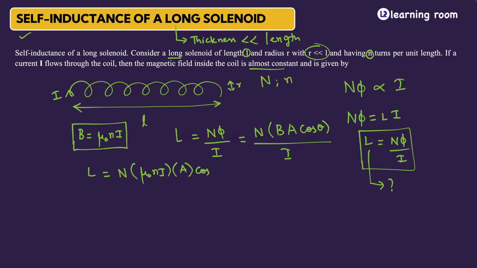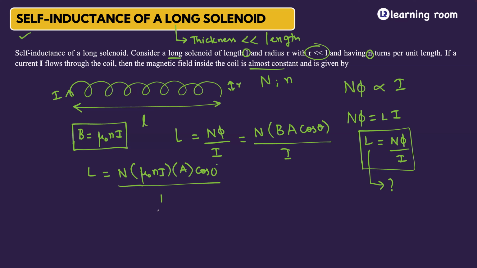Listen to this carefully. Due to a long solenoid, the magnetic field inside will be parallel to the axis. And remember, the coil is in this way. When the coil is in this way, the area vector is also parallel to the axis. So let's come again. What did I say? Magnetic field is parallel to the axis, and the area vector is also parallel to the axis. So what is the angle between B and A? It is going to be 0 degrees. So I need to write cos 0 here, the whole divided by I.